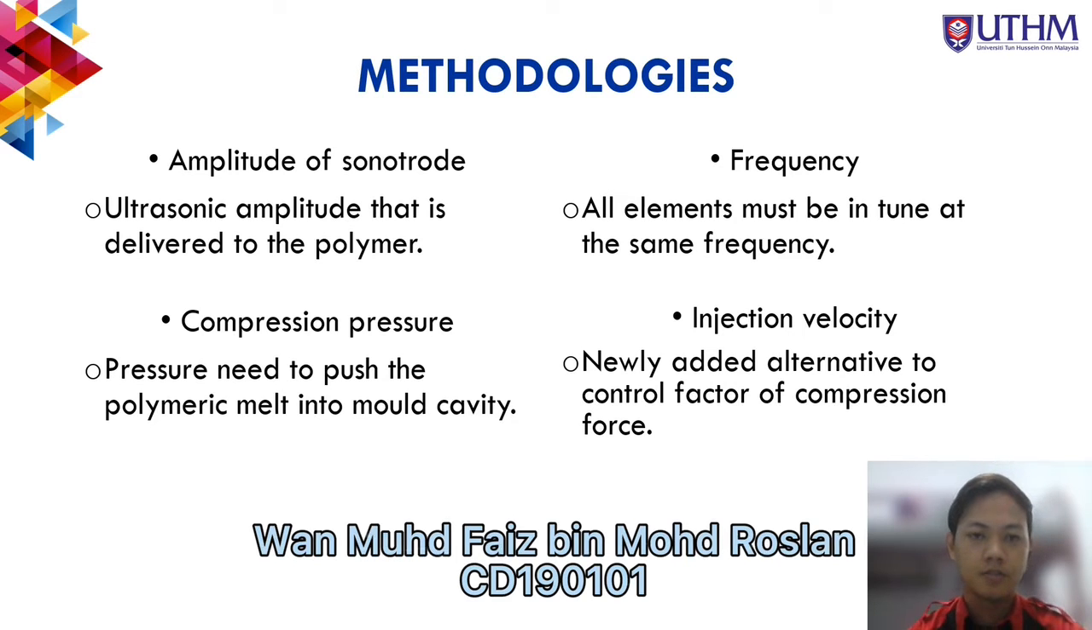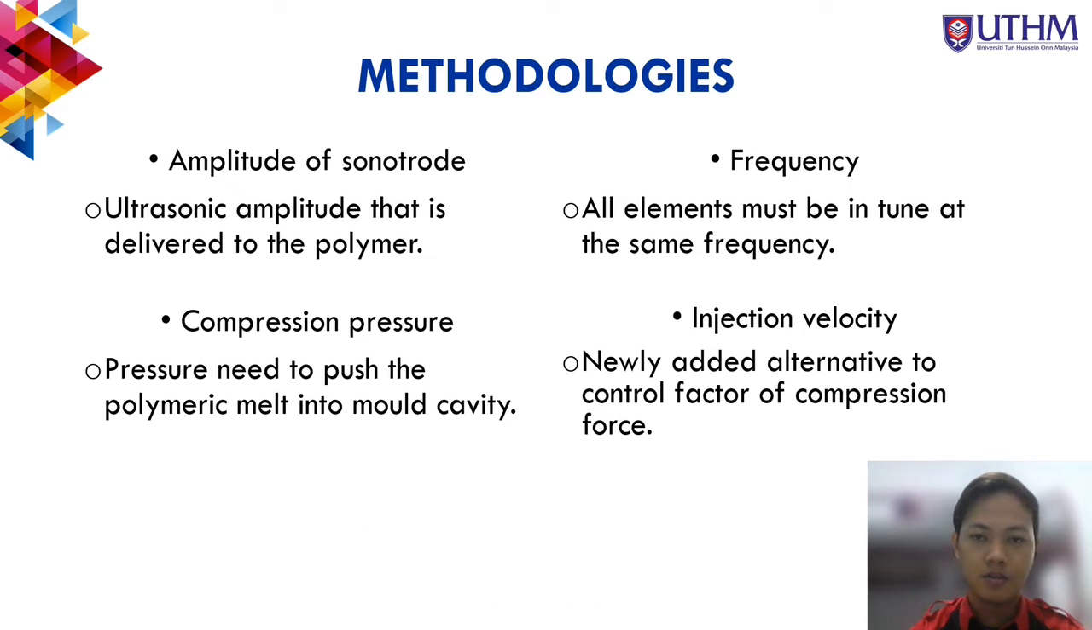I will further explain the methodologies involved in this research. First is the amplitude of sonotrode. This would be the ultrasonic amplitude that is delivered to the polymers. This amplitude is directly related to the maximum strain induced in the polymer by the vibrating sonotrode. It is one of the main factors to be considered when studying the ultrasonic molding process.